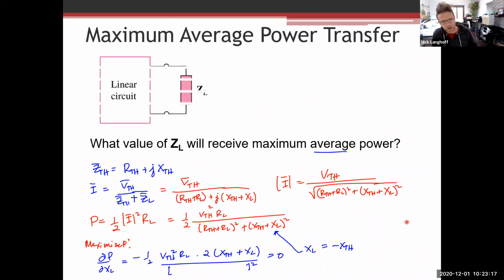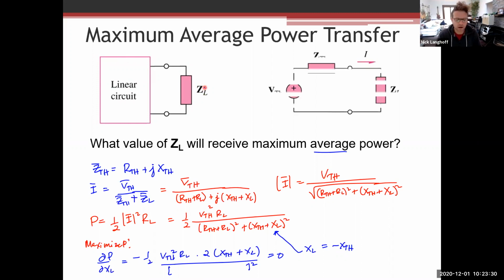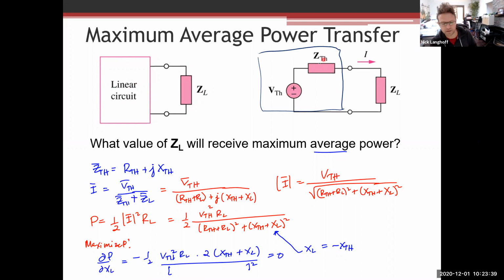Okay, now how do you transfer maximum average power to a load? So let's say you have a linear circuit over here connected to some impedance, some load of impedance Z sub L. And we know that we could then Thevenize this circuit here as a Thevenin voltage phasor in series with a Thevenin impedance Z. And so the question is, what value of Z sub L will receive maximum average power?